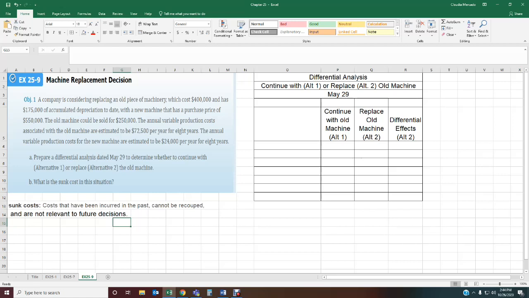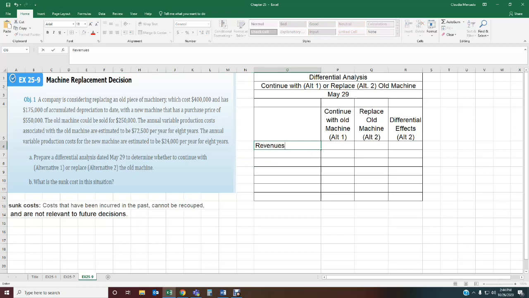It says here, prepare a differential analysis dated May the 29th to determine whether to continue with alternative 1, which is to keep the old piece of machinery, or replace the machinery. Those are the two options that we have. So we're going to start off with our revenues.